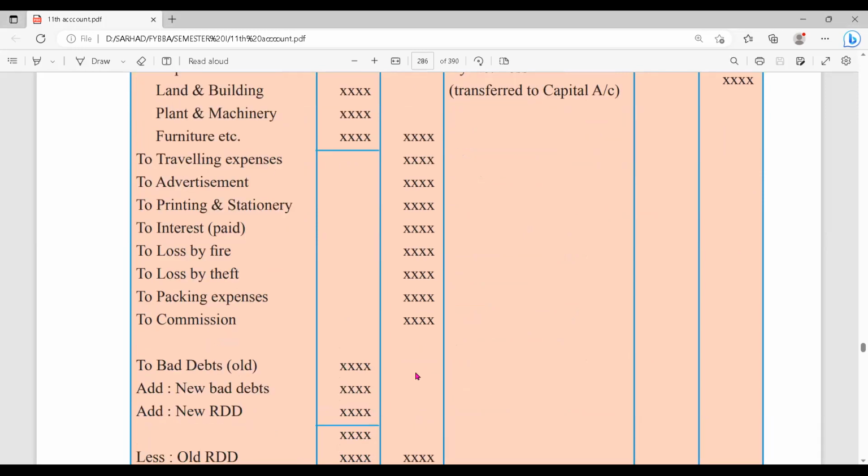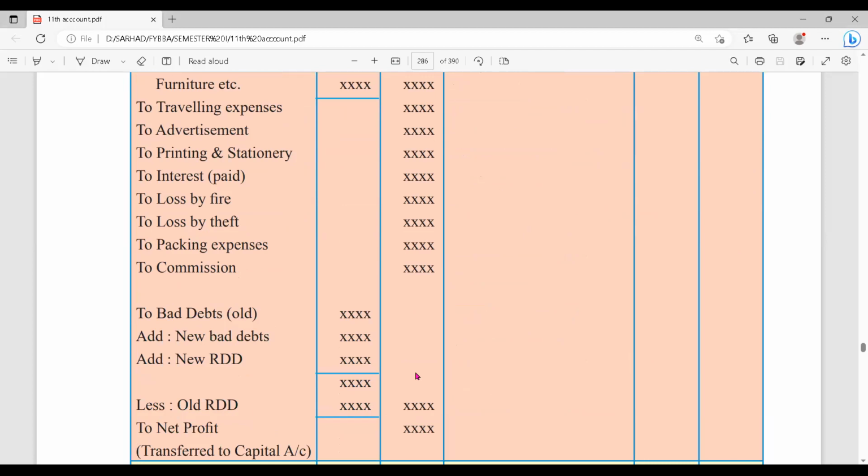Some other expenses are also there. Before balancing, we will just go for these expenses. See, to traveling expenses, to advertisement, to printing and stationery, to interest paid, to loss by fire, to loss by theft, to packing expenses, to commission. See, this to commission means this is the commission which is paid.